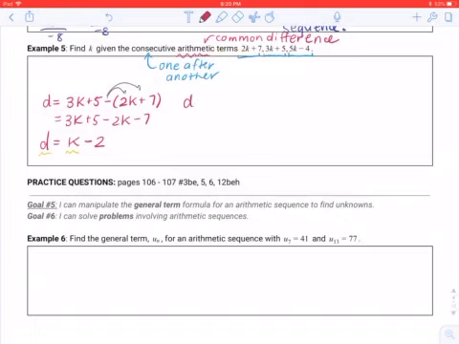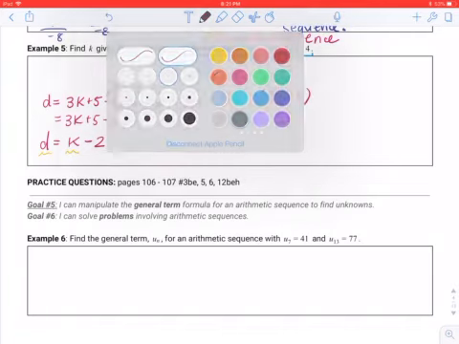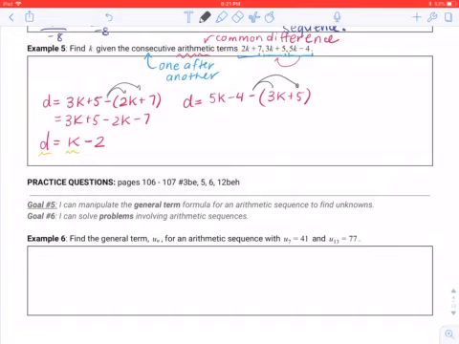The other way I can find my common difference is by taking my third term here and subtracting from it my second term. So I can take 5k minus 4, subtract 3k plus 5. That's also going to give me my common difference. And you'll remember the whole point of a common difference is that it's the same between every set of terms that you have in a sequence. So if I solve for this common difference, it's going to give me the same value as the common difference formula that I just found right here. So let's take a look at that. So simplifying here, I end up with 2k subtract 9.